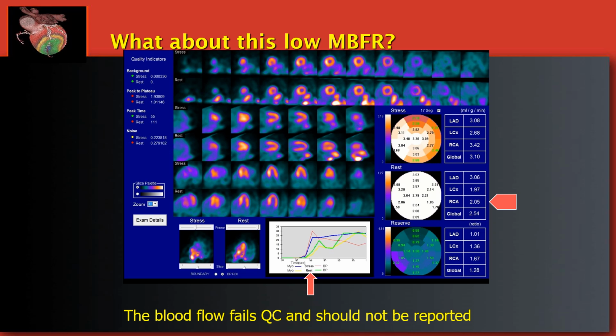But then if you go now and look at this time activity curve, this is one of those instances where the bolus arrived and then it kind of stayed. It doesn't ever go through the left ventricle. And what happens with this is that blood flow fails QC and it should not be reported. That's why you look at the time activity curve. And so this is one that just failed.